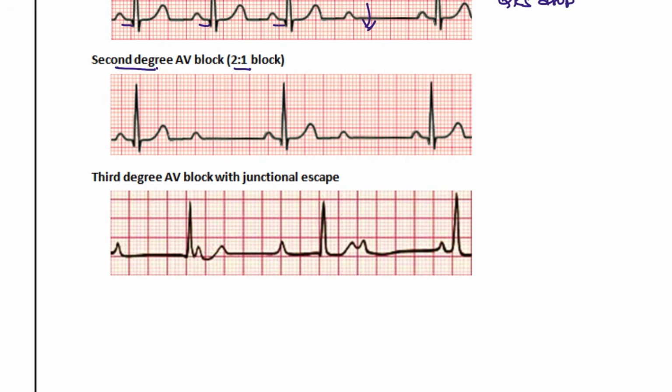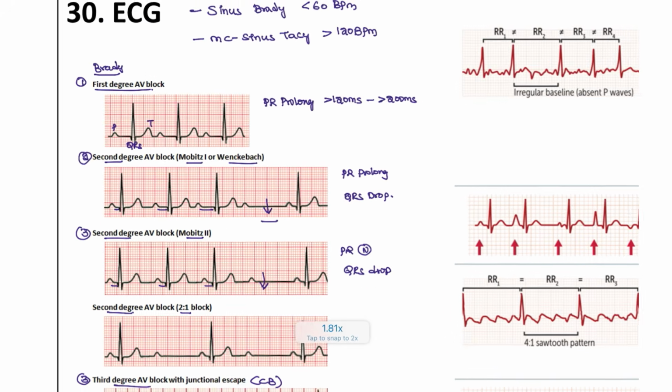And the third one is the third degree AV block, and we can say this is the complete block. Why is it a complete block? The P wave and the QRS have no relation to each other at all. So it is going to give rise to different types of rhythms simultaneously. So that is what we are going to see in this patient.